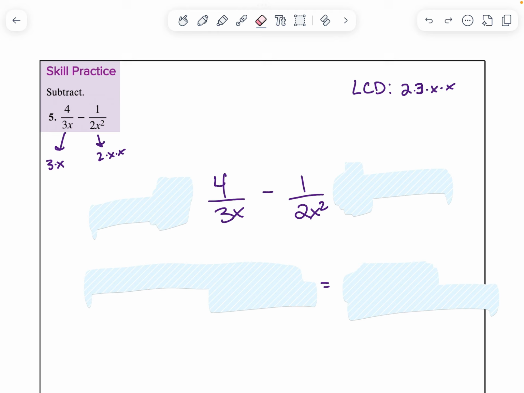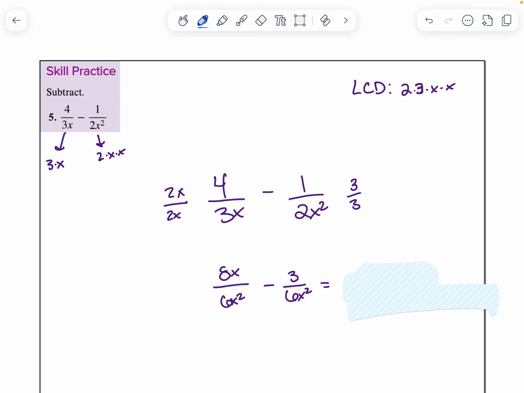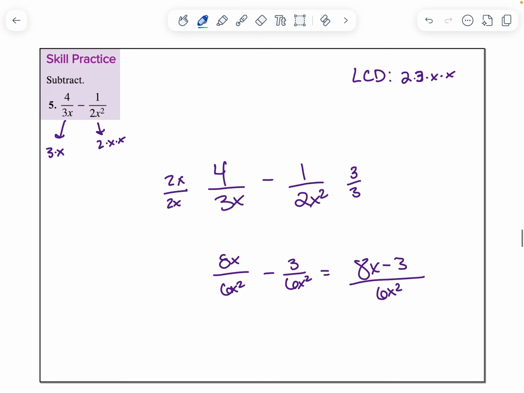I multiplied the first fraction by 2x over 2x, the second fraction by 3 over 3. When you multiply across the top and multiply across the bottom, you get 8x over 6x squared minus 3 over 6x squared. Then, since they have the same denominator, you can add across the top. Keep the denominator the same. Since the top is prime, there's no way to simplify.